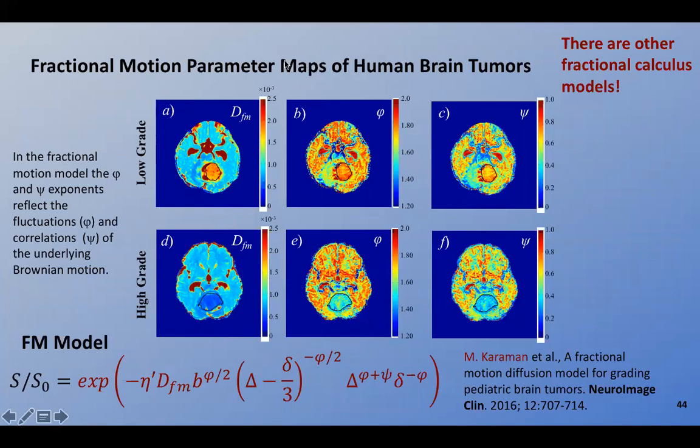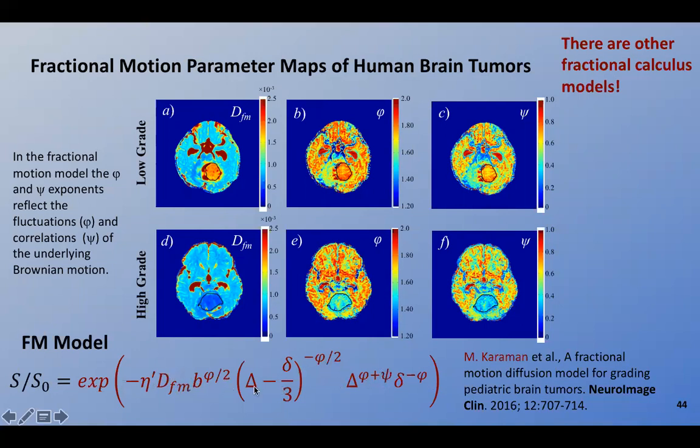So here's another fractional model that Muge has applied that involves a so-called fractional motion model. And so here the math gets a bit tricky, because what we're doing here is we keep the time derivative as 1, so we get an exponential, not a Mittag-Leffler, but we've got these phis and psis popping up here.